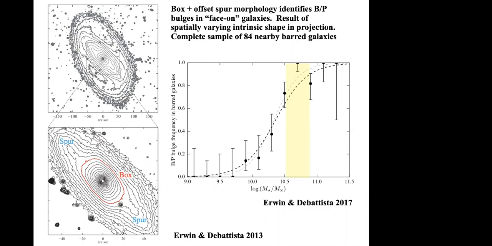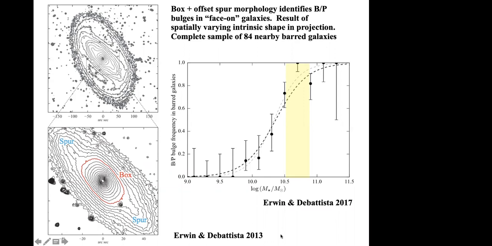And the fact that we can do this now has allowed us to do much more detailed studies, including something that we couldn't test clearly before: to study the systematics of galaxies that have bars but don't have box peanut bulges. How does the fraction of box peanut bulges vary as a function of properties of the galaxy within barred galaxies? So that's what we did.